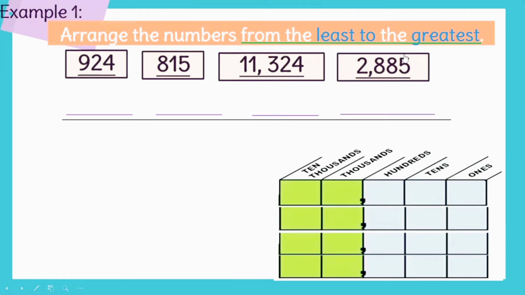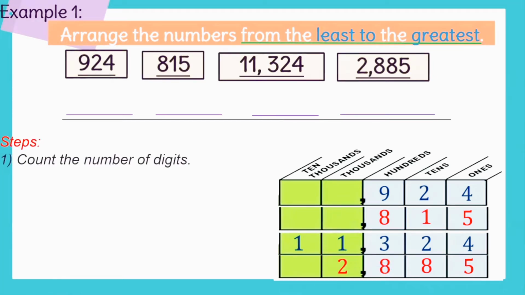For the first number, we all know that 4 is in the ones place, 2 is in the tens place, 9 is in the hundreds place. For the second number, we have 5 ones, 1 tens, 8 hundreds. For the third number, we have 4 ones, 2 tens, 3 hundreds, 1 thousands, and 1 ten thousands. For the last number, we have 5 ones, 8 tens, 8 hundreds, and 2 thousands.